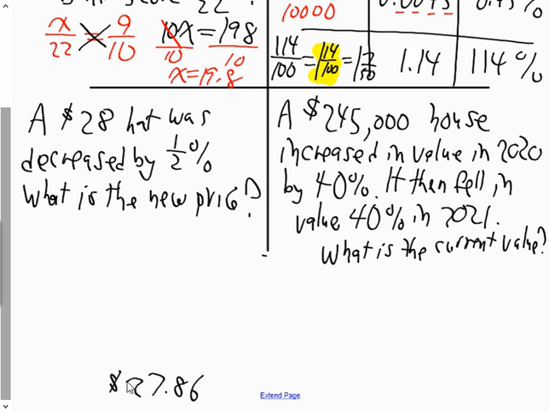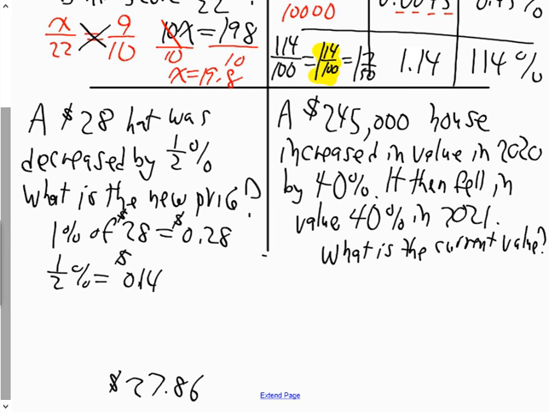So what is the first thing I should calculate if I do mental math for this question? What is 1% of $28? Mentally, 28 cents. You move it two places, right? So 1% is 28 cents if I move the decimal two places. So therefore, if 1% is 28 cents, what's half a percent? Half of that, which would be 14 cents. And if I take $28, 100%, take away 14 cents, I would get $27.86.